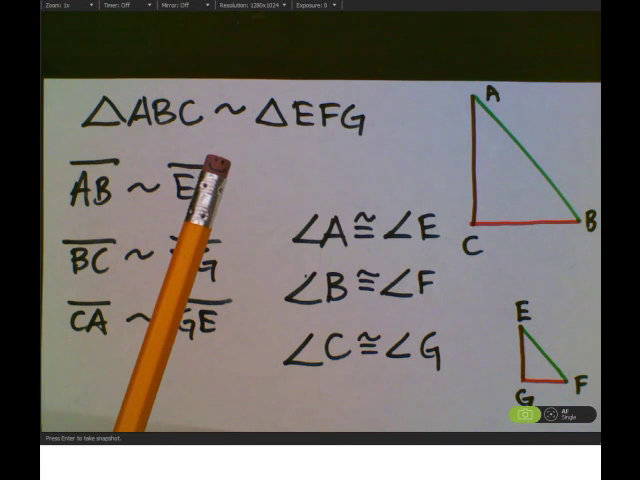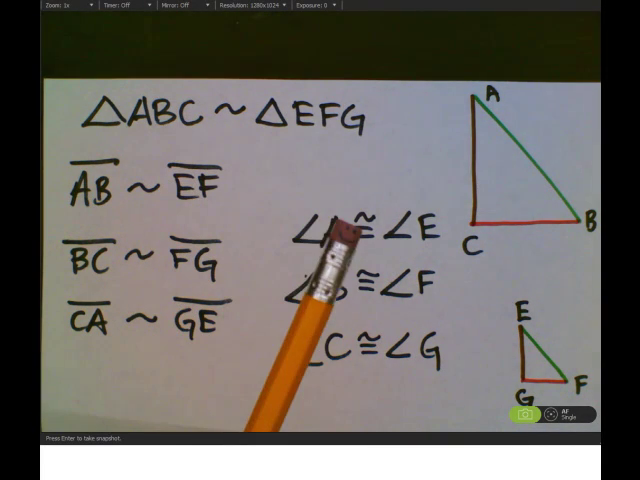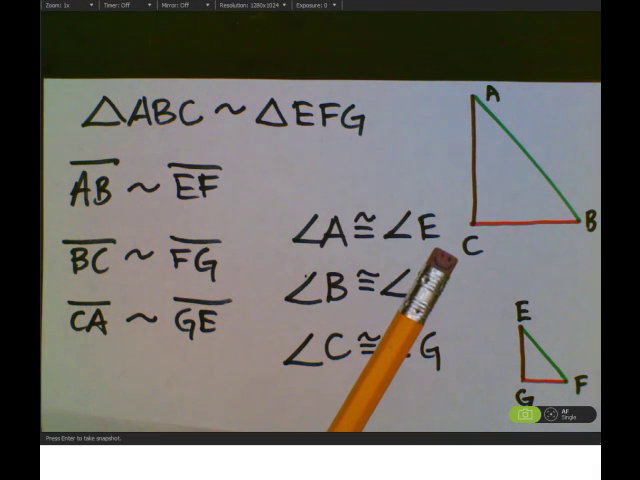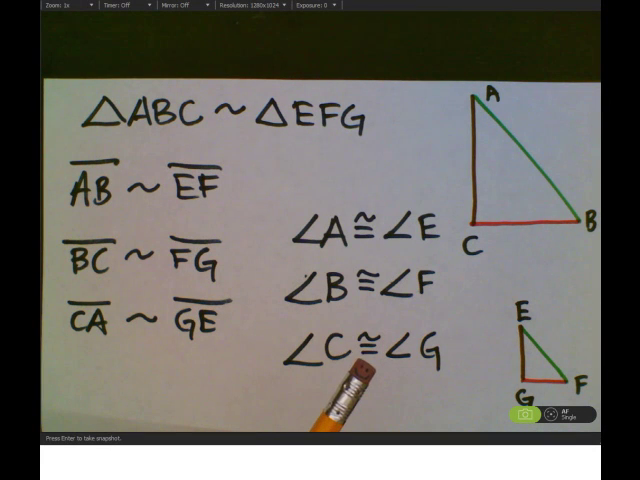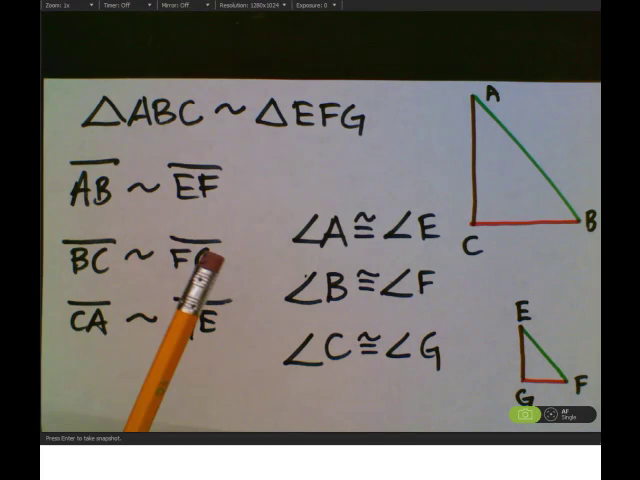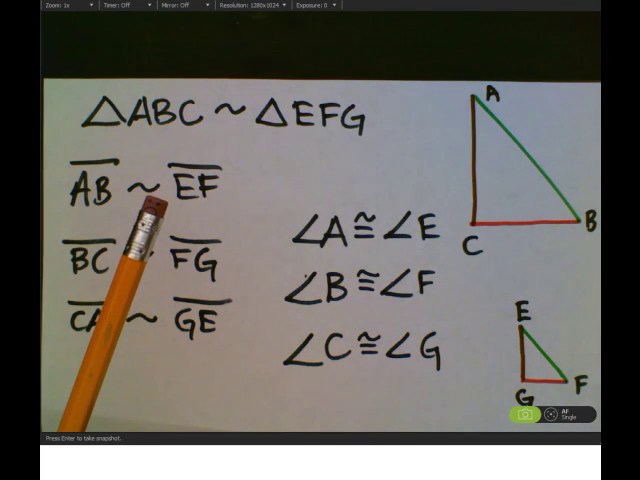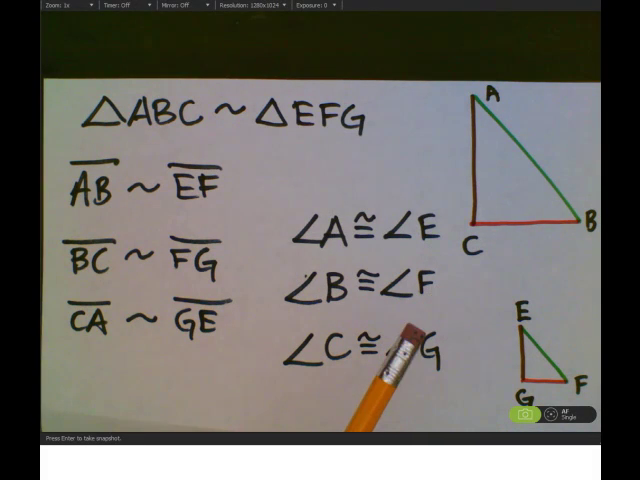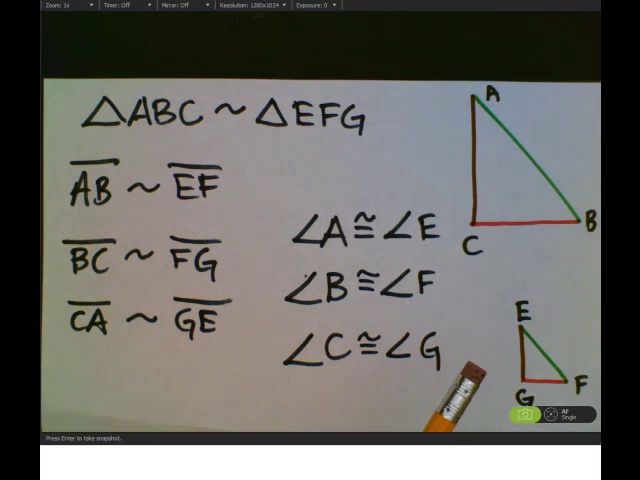And just like in congruent statements, that means that all of the corresponding angles are congruent. So angle A is going to be congruent to angle E, and B and F and C and G and so on. All of those are congruent. But if I were to try to say that side AB is congruent to side EF, well, that would just not be true, right? We can see definitely that triangle ABC is much bigger than triangle EFG.